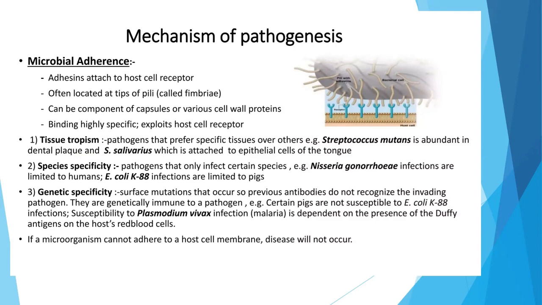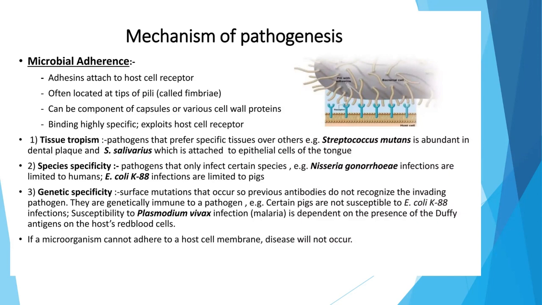There can be genetic specificity, which means that surface mutations occur so previous antibodies do not recognize the invading pathogen. They are genetically immune to a pathogen. For example, certain pigs are not susceptible to E. coli K88 infections.